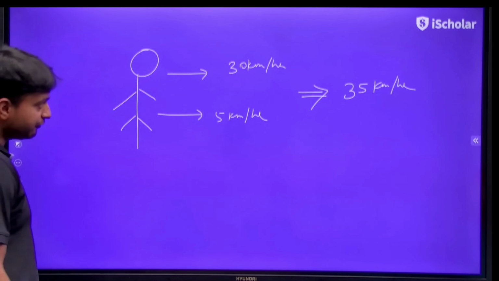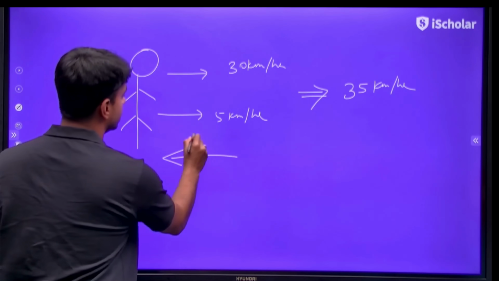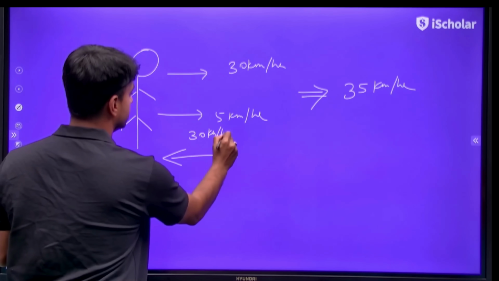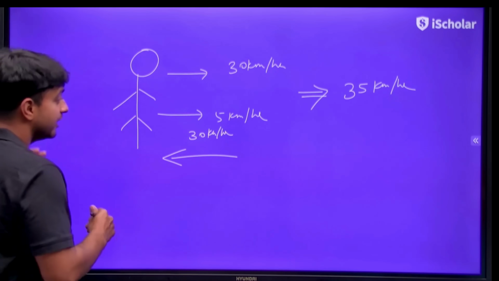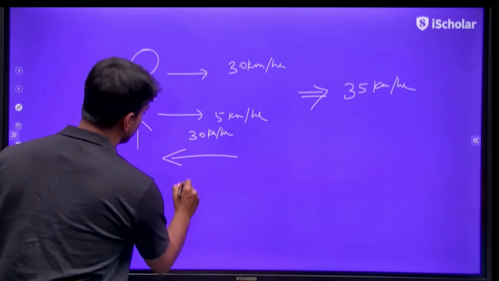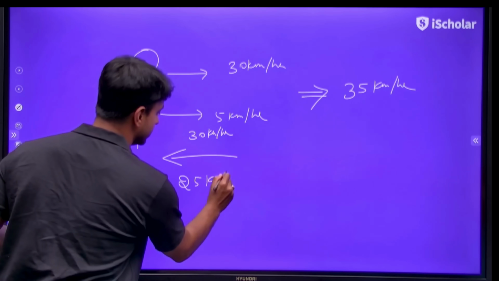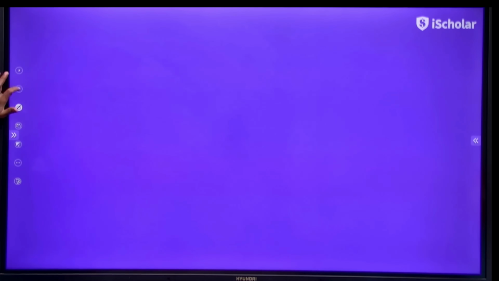But if Usain Bolt starts running the opposite way, let's suppose here 30 km per hour, what will be the effective speed of Usain Bolt in this direction? Now the wind will stop him, so his effective speed would be 25 km per hour. So let's come back to the question.